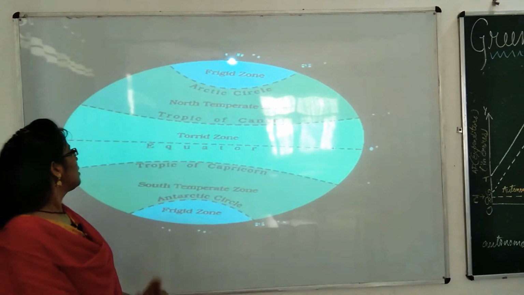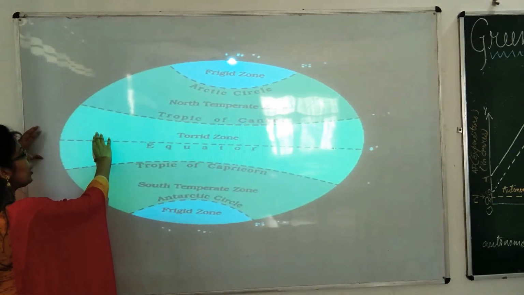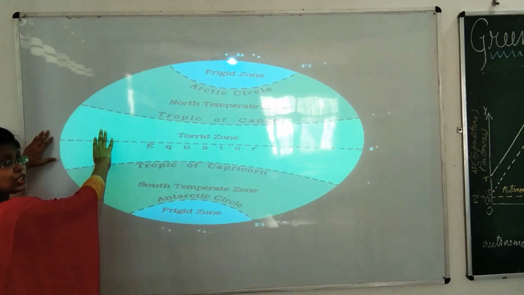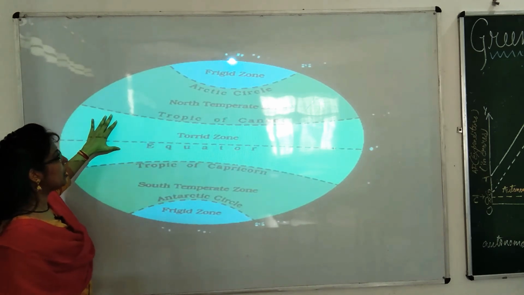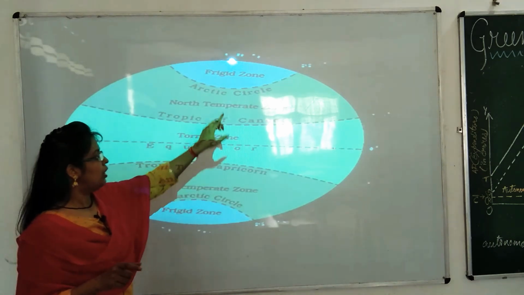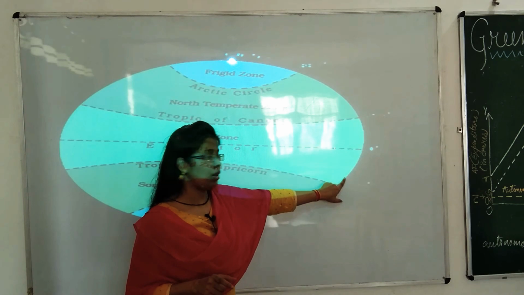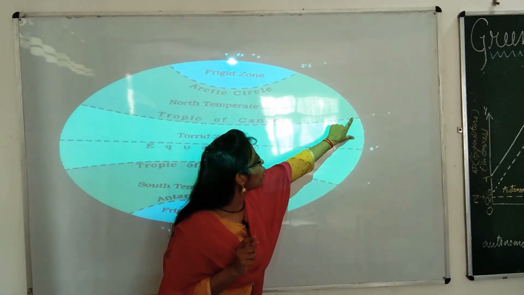So let us see. Suppose the sun is here. Sun rays are falling directly on the equator, making it a torrid zone. Torrid means hot, extremely hot. So this is called the torrid zone. From 23.5 degree south, here you will find Tropic of Capricorn, and here, 23.5 degree north, Tropic of Cancer.